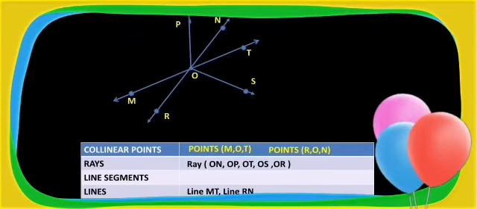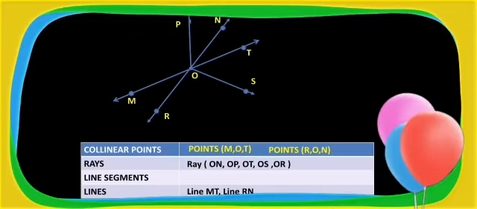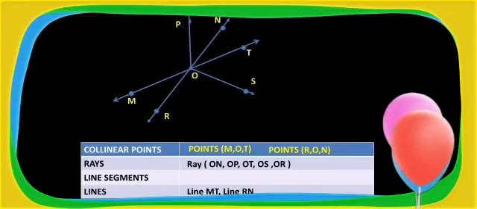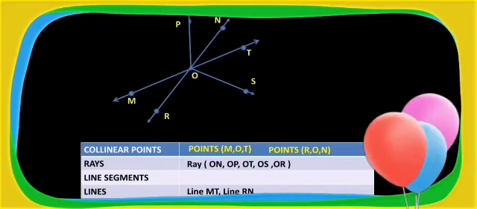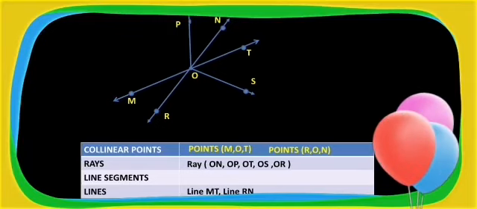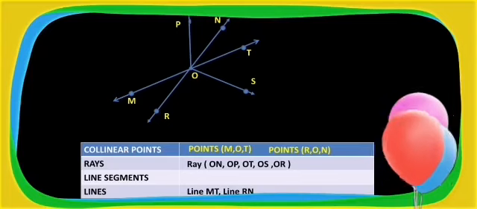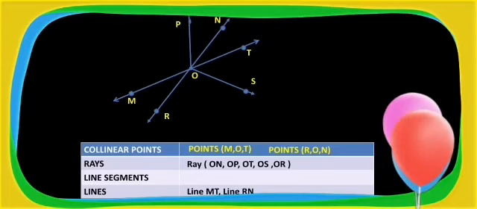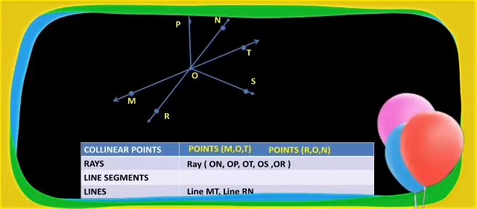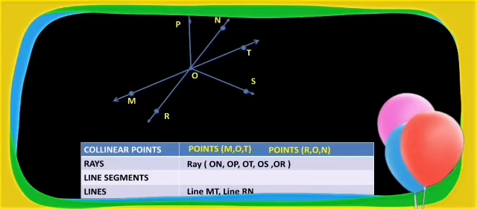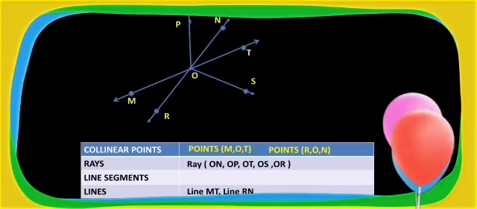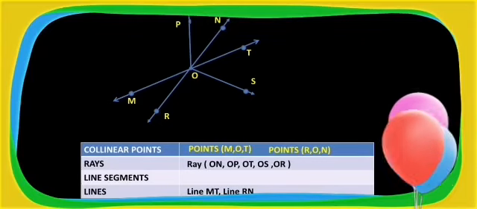So ray ON can be written as segment ON, ray OT can be written as segment OT, same goes for segment OP, segment OS, and same goes for line MT also. Though it is line MT or though it is line RN, I can write it as a segment RN. So the list of line segments is long in this diagram. That list you have to make in the notebook. Okay, and if possible, try to mention 3 to 4 segments in the comment section below.